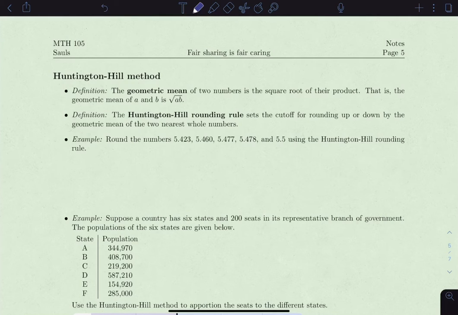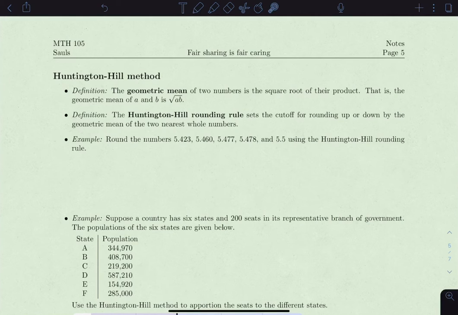In the Huntington-Hill method, like Jefferson's, Adams', and Webster's methods before it, we will choose a divisor that works with the given rounding technique. The intro to this technique is more involved than in the other videos because the Huntington-Hill method introduces a new rounding technique. So let's discuss that first.